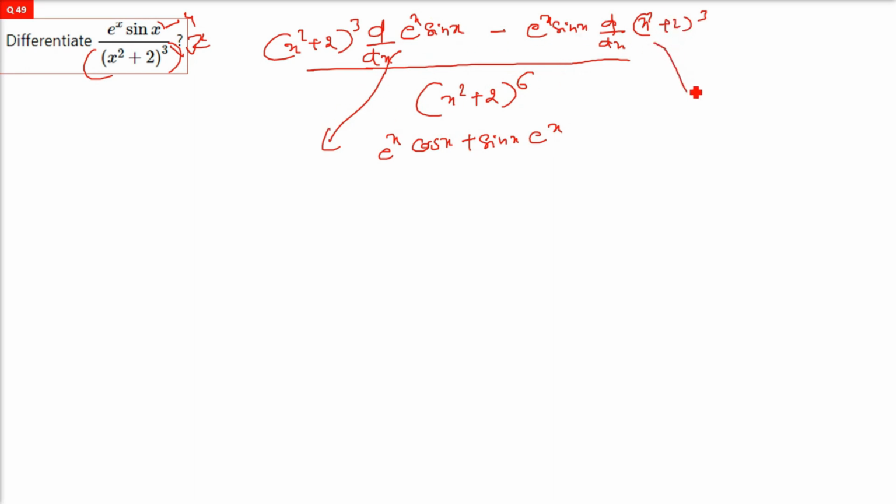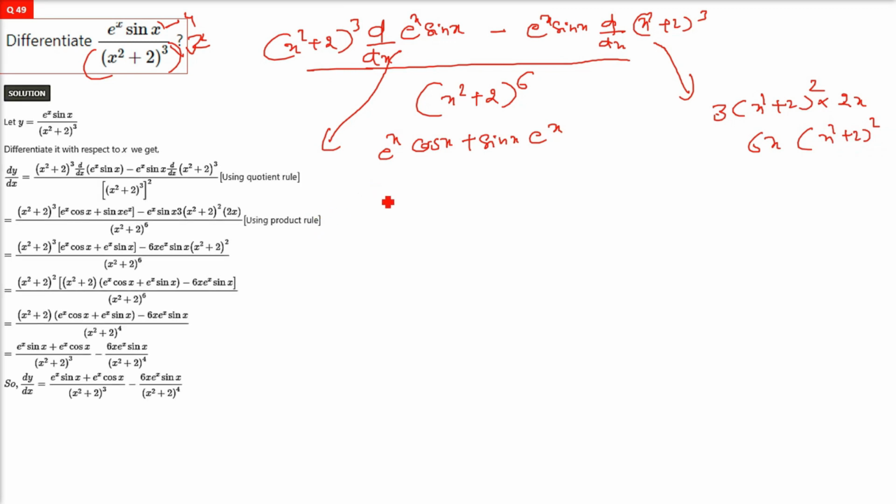The second one will be, I am differentiating this now. So 3 will come in front, 3 x square plus 2 whole square, because 3 minus 1 is 2. And then differentiation of x square will be 2x. Final will be 6x x square plus 2 whole square. Okay. So if you want to just do it by yourself, you can just have a look here, and what you have to write, you see there. Now let us continue. X square plus 2 whole cube, and then e to the power x sin x, the differentiation I am copying it here, writing it here.